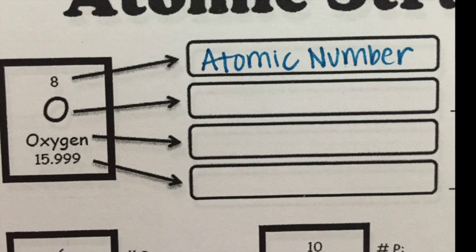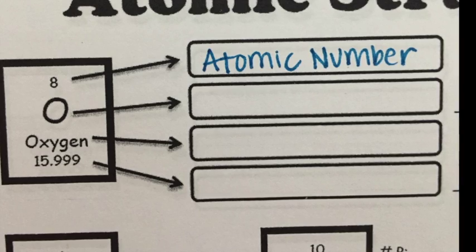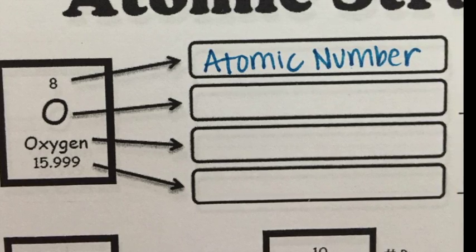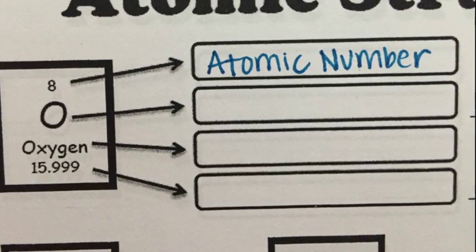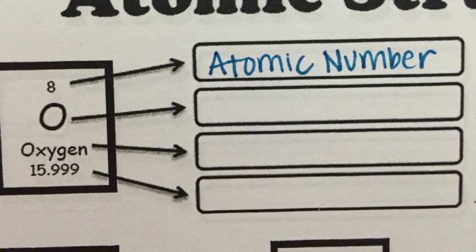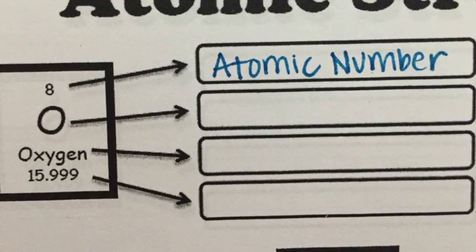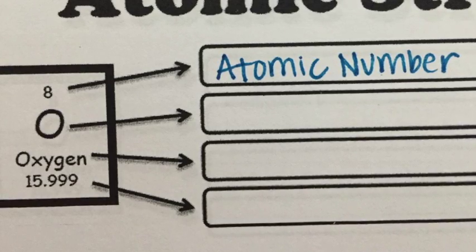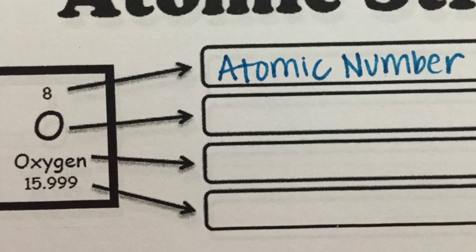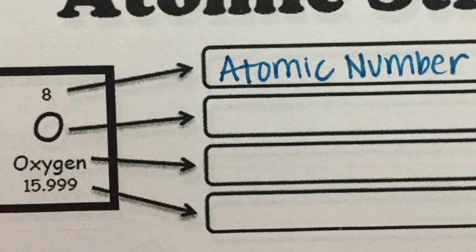So the first thing that you'll notice on the periodic table is the number for every single element, and that number is what we call our atomic number. Our atomic number is different for every single element. Every element has their own unique atomic number, and the periodic table is organized by atomic number. So if you look, at the very top left is number 1, hydrogen, and it goes all the way down to the bottom right, up to 118.